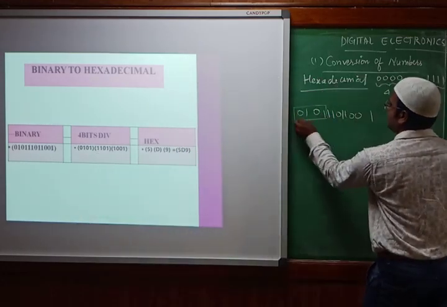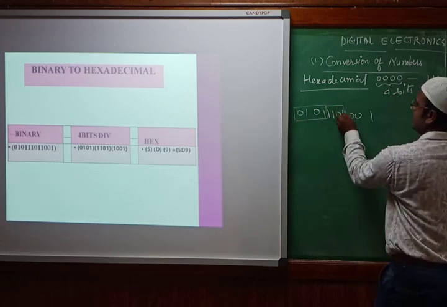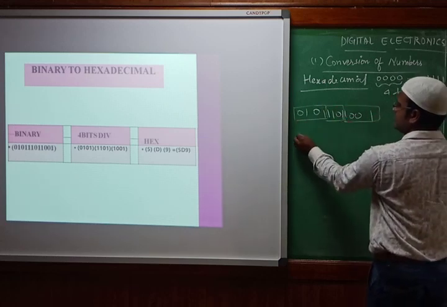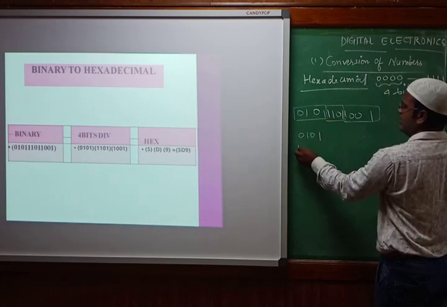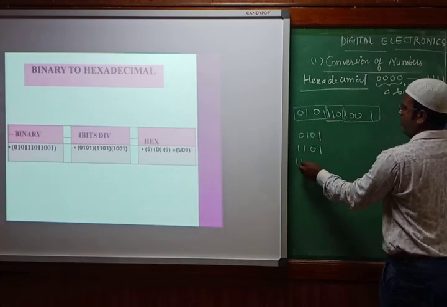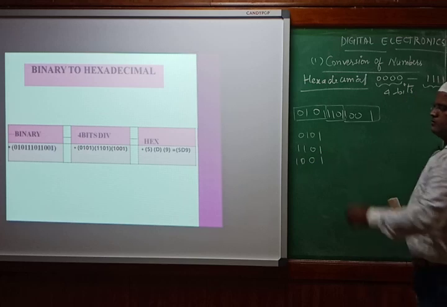This is the first combination I have taken. Next would be this combination. Next would be this combination. So what is the first I got? 0 1 0 1. Next I got 1 1 0 1. Like that I got 1 0 0 1. So I got all of these.